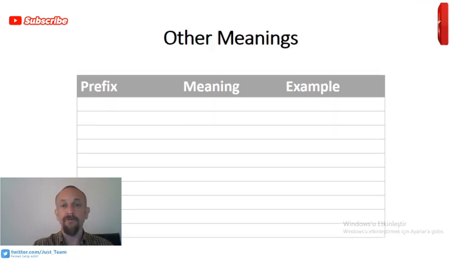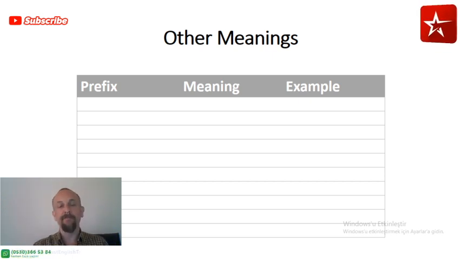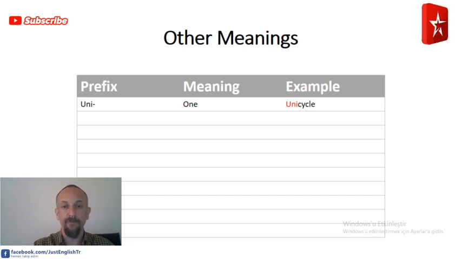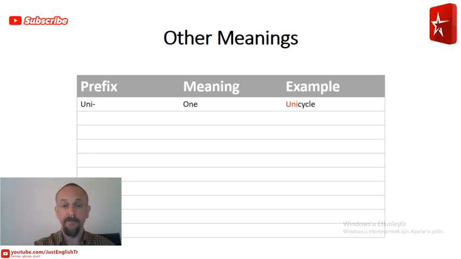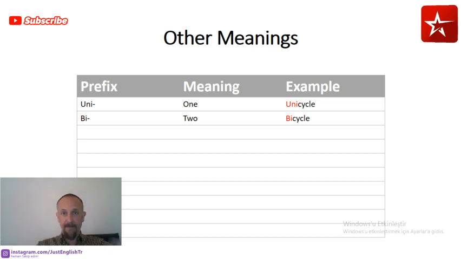We also saw that prefixes not only show negation or direction, but they have a plethora of other meanings as well. And we looked at some of these. We saw uni meant one, as in unicycle, a bicycle with one wheel, very much like what the clowns use in a circus. We saw that bi meant two, bicycle. Of course, a bicycle has two wheels. Cycle means wheel.